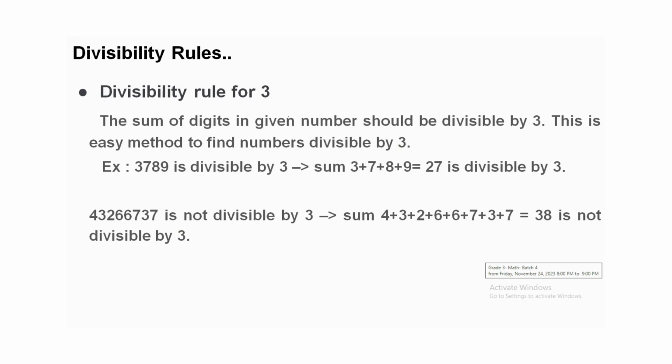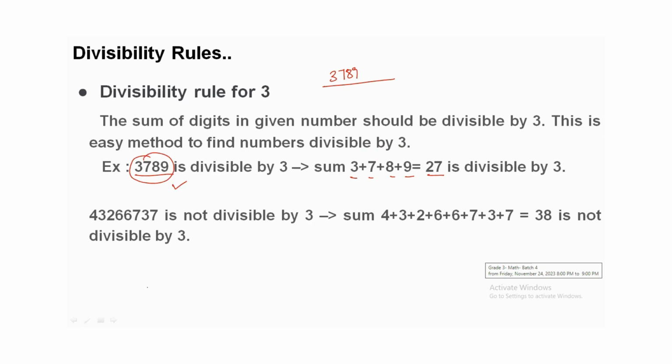Now we have the divisibility rule for 3. How are we going to check whether a particular number is divisible by 3 or not? For that, we need to add all the digits given in the question, and check whether the sum of the digits is divisible by 3 or not. Like, you have the number 3789. We will add all the digits: 3 plus 7 plus 8 plus 9. As the sum, we get 27. Now we need to check, is 27 there in the table of 3? Yes, 27 is there in the table of 3, for 9 times. So this particular number is divisible by 3.